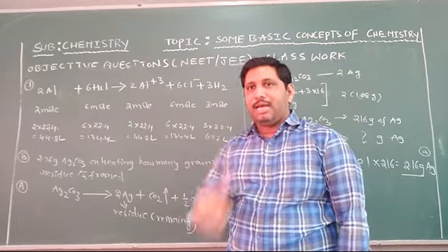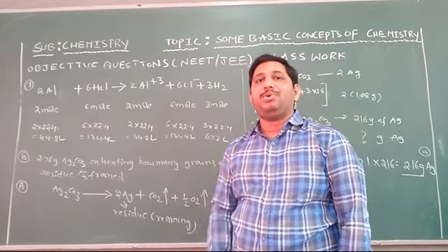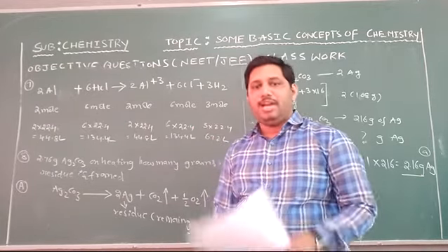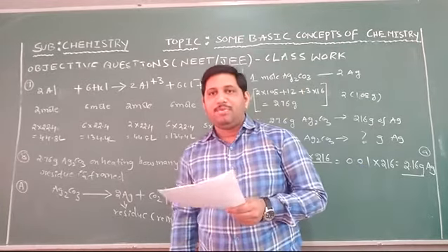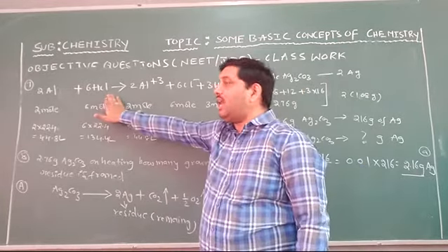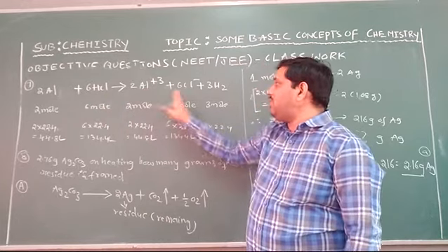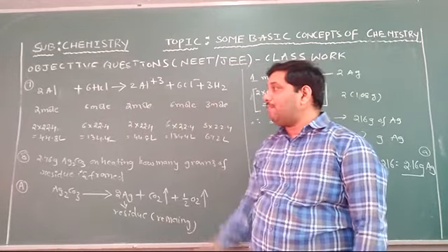Here 4 options are given. Which option is correct, we have to identify. 2 moles of aluminium react with 6 moles of HCl to form 2 moles of Al3+, 6 moles of Cl minus and 3 moles of hydrogen.